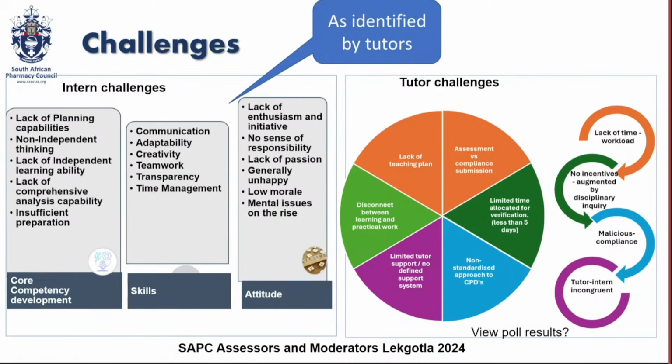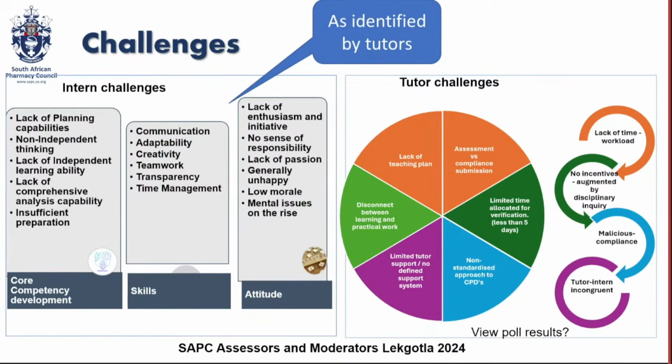Then there was the issue of limited time allocated for verification. If you stick to the deadlines, there is very little time. For example, the intern deadline to submit to the tutor might be the 1st of February, and the deadline for the tutor to submit on behalf of the intern might be the 3rd of February. So sometimes there's 3 to 5 days, and tutors found that it's a very short time for them to ask the intern to correct something, for the intern to correct it and resubmit it, and then to reassess it and submit it on behalf of the intern.